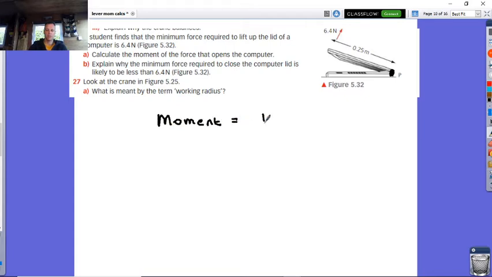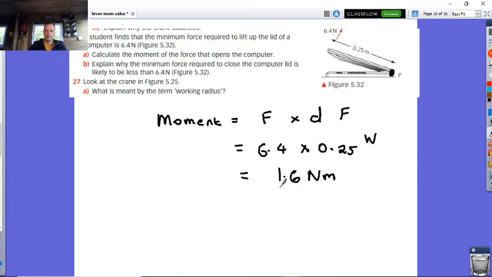It's simply going to be force multiplied by your perpendicular distance, and it's dead easy. You take 6.4 and multiply it by the perpendicular distance, which is at 90 degrees to the force, which is 0.25. When you put those into your calculator, you get 1.6 newton meters. Again, here's your formula, there's your working, here's your answer, and here's your units.